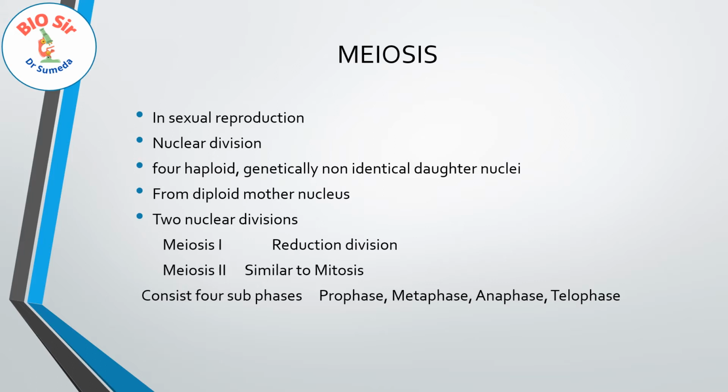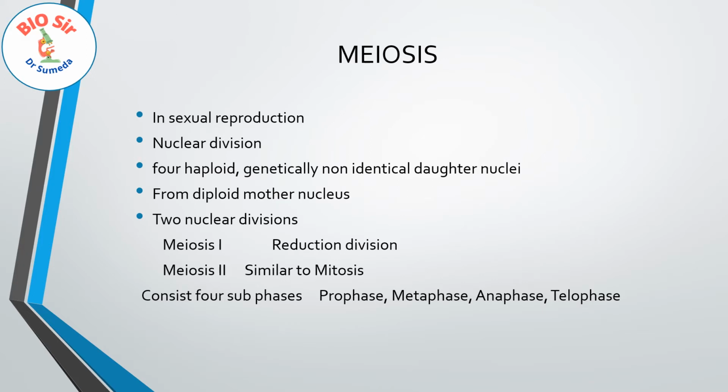We have four haploid, genetically non-identical daughter nuclei, whereas in mitosis the daughter cells are identical to the diploid cells we started with. In meiosis, two consecutive nuclear divisions happen. The first one is meiosis 1, a reduction division, which means there's a reduction of nuclear material. And meiosis 2 is similar to mitosis.